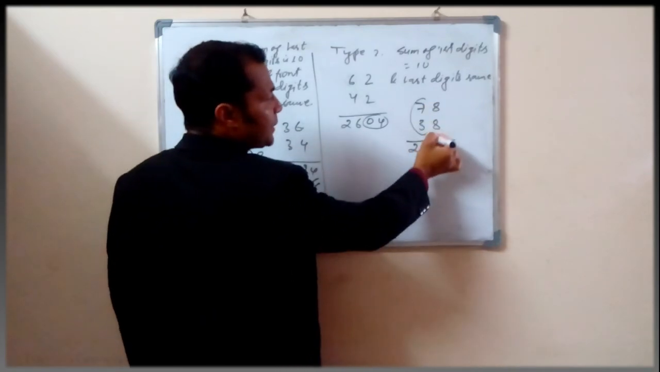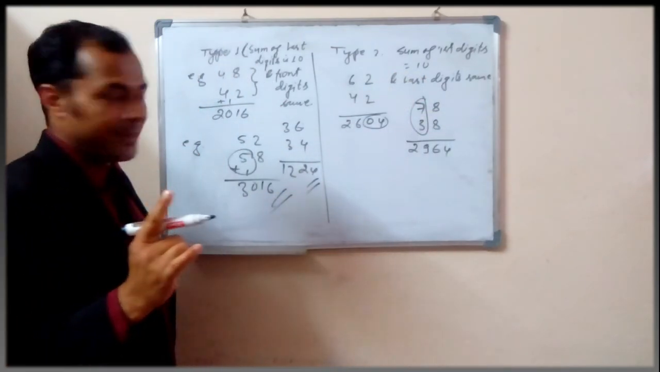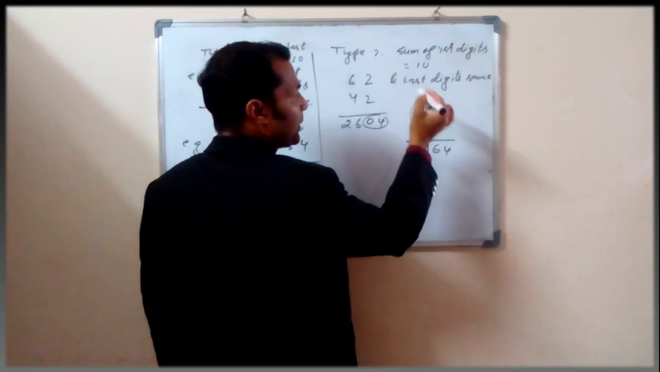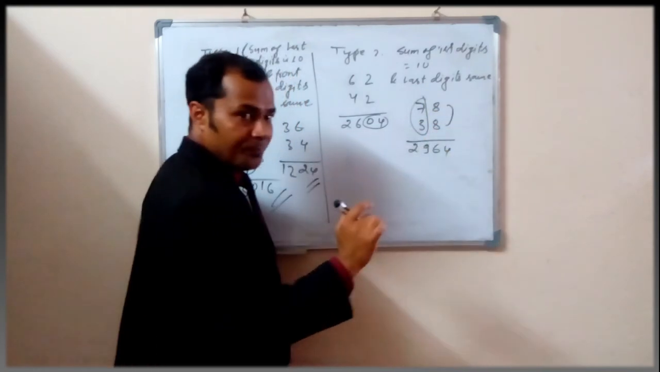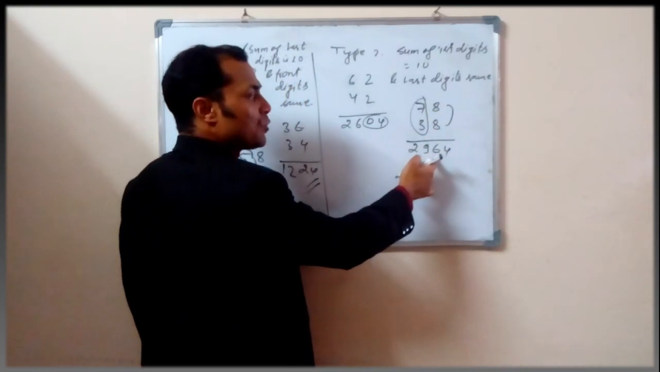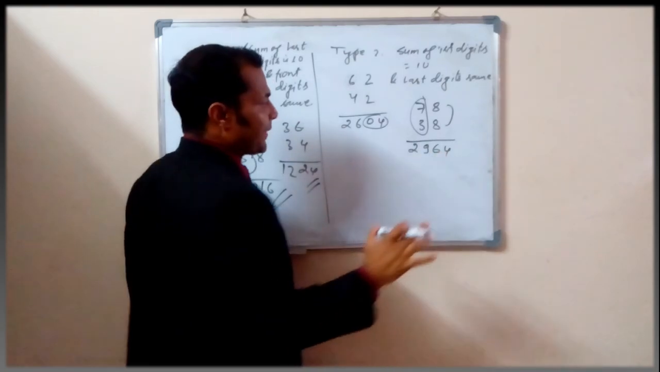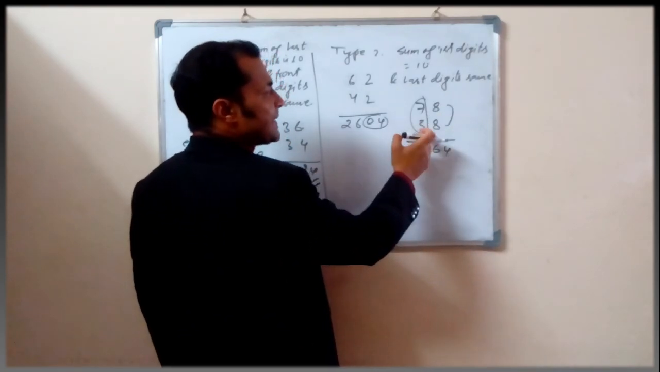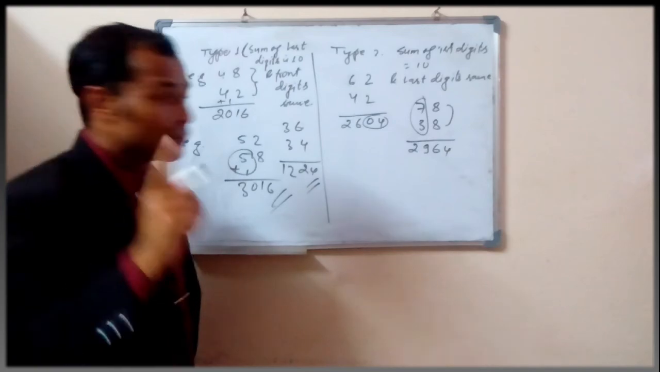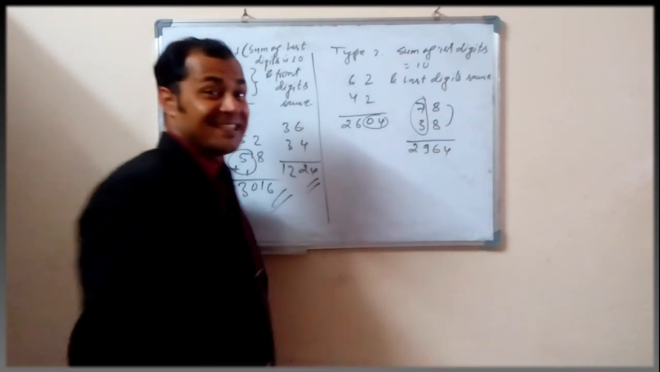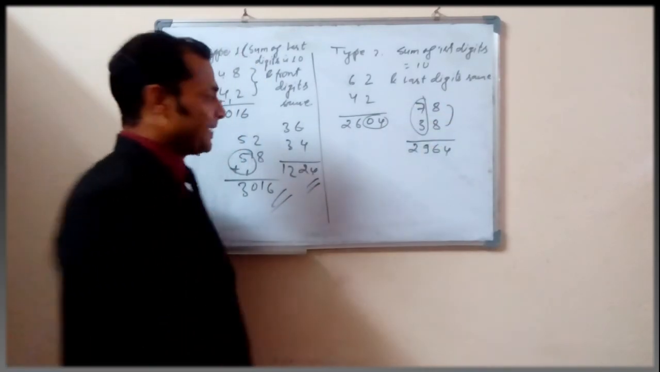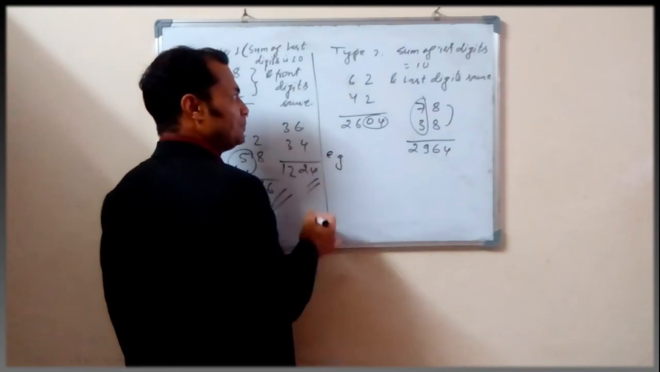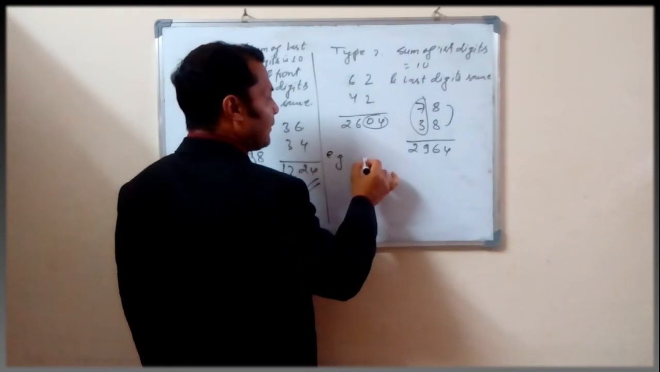Again, 78 into 38. Look here, the sum of these two digits is 10, and these two are the same. So 8 8s are 64. If it is one digit, you put 0 over here, which I already told you. 8 8s are 64, and 7 3s are 21. 21 plus 8, 29. So that's the answer. Clear?